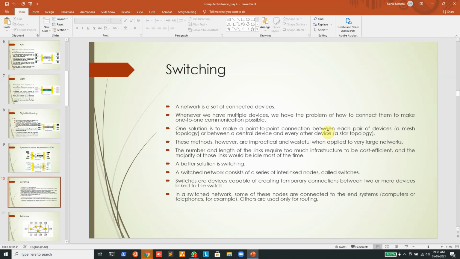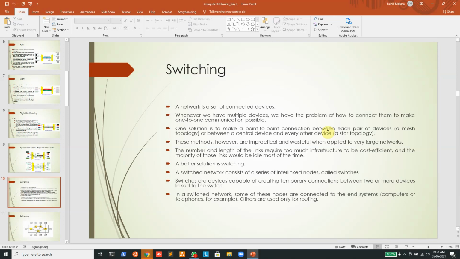Again, the number and the length of links require too much infrastructure to be cost efficient, and the majority of those links will be idle most of the time. This is the problem if I use a mesh topology or a star topology. A better solution is something called switching. What is switching? Switching is what the network device switch does.